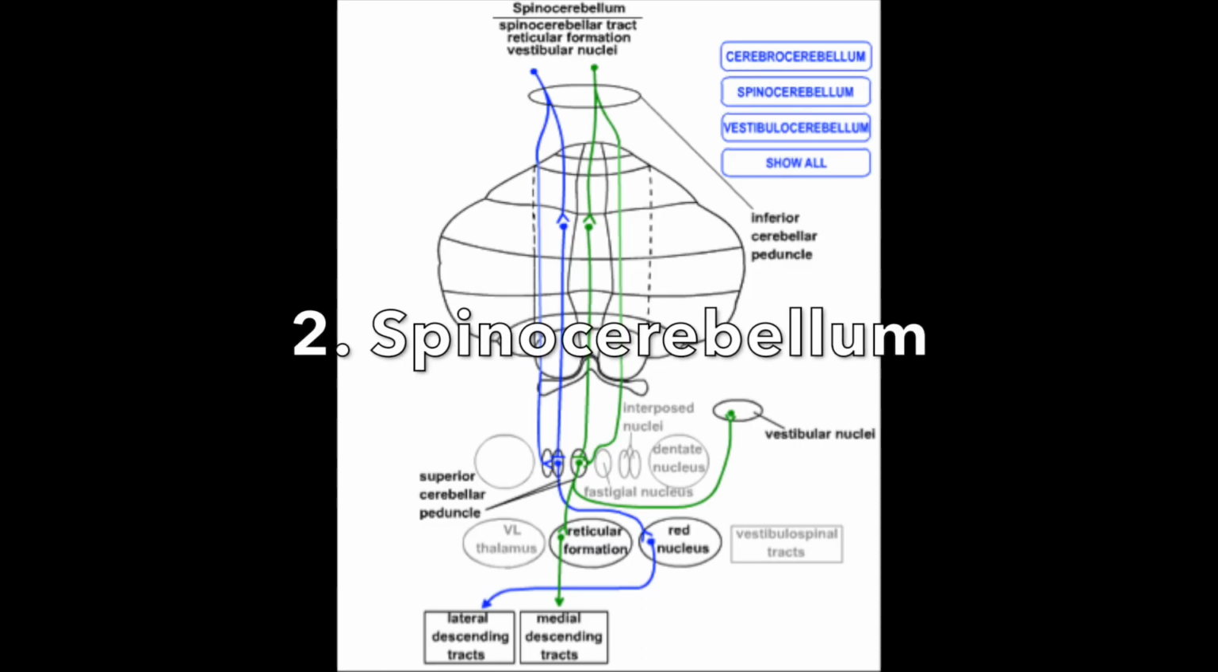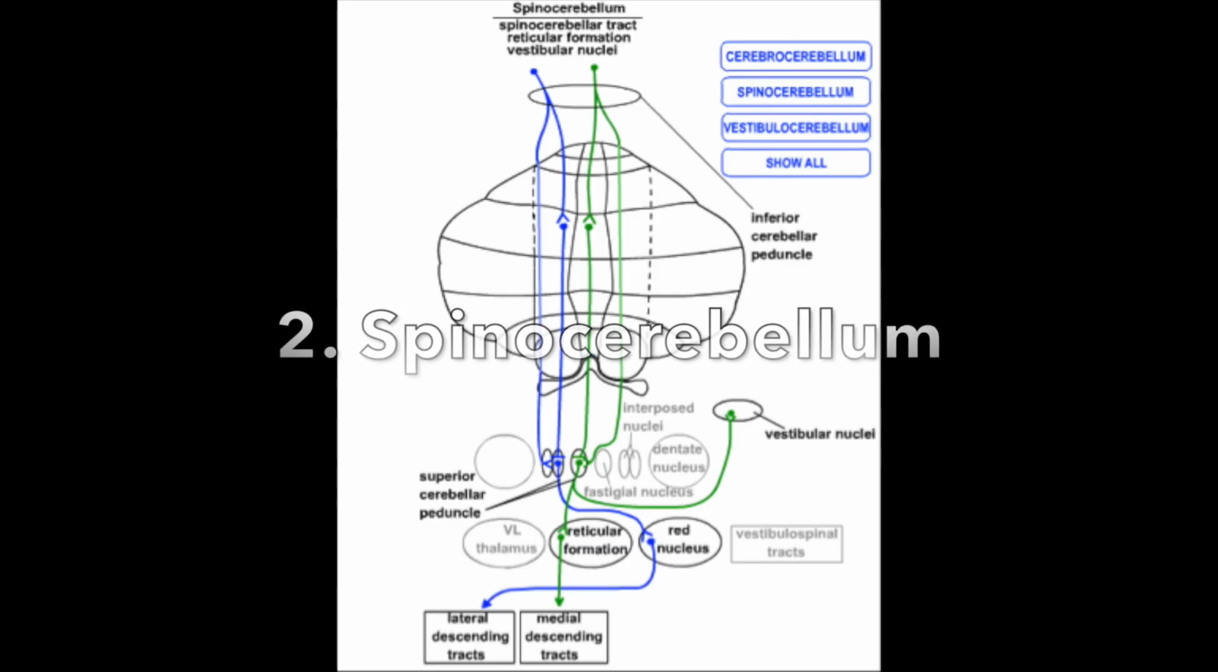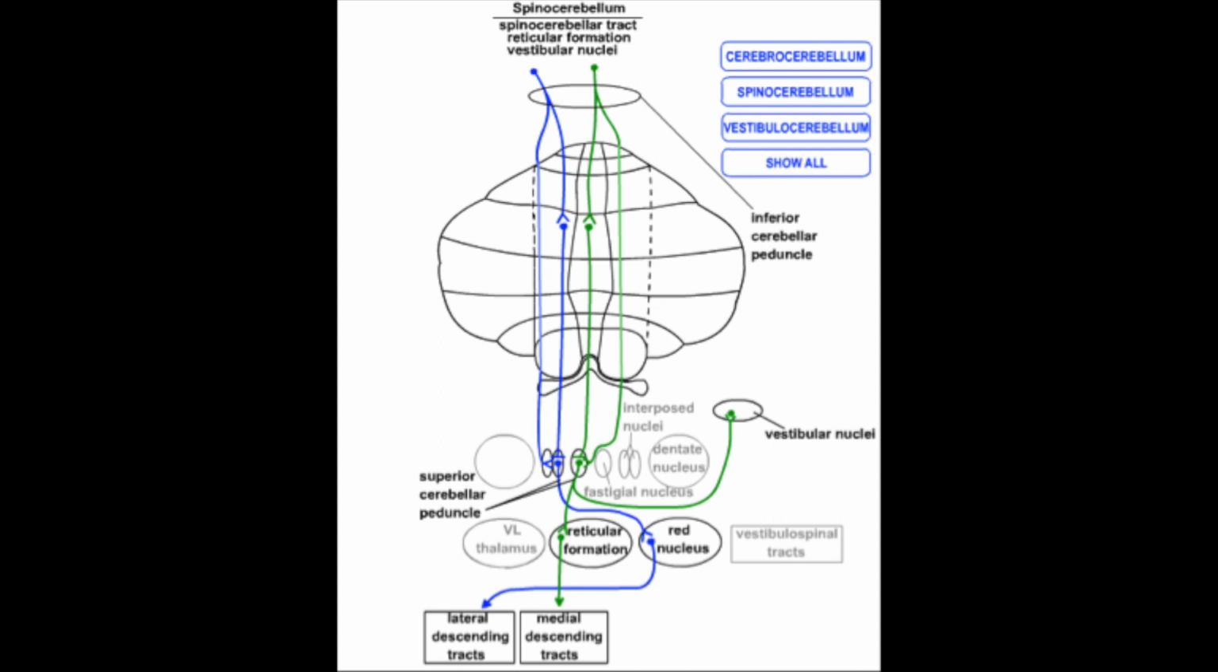The next region is the spinocerebellum, made up of the vermis, intermediate zone, vestigial, and interposed nuclei. As the name implies, this region receives information from the spinal cord as well as the cerebrum. Outputting signals to the rubrospinal, vestibulospinal, and reticulospinal tracts allows this region to integrate sensory input and motor commands for adaptive motor control.